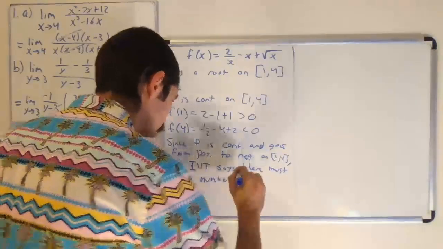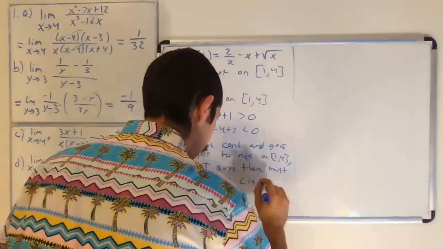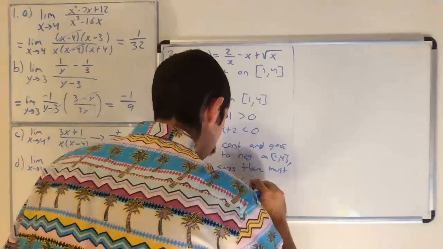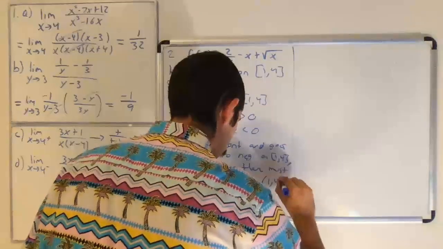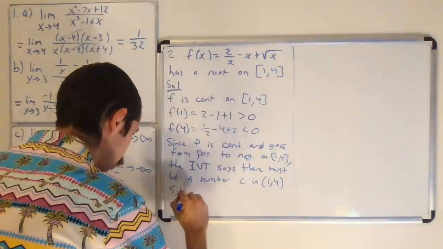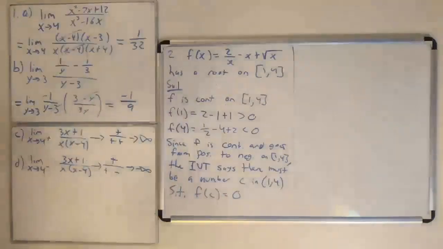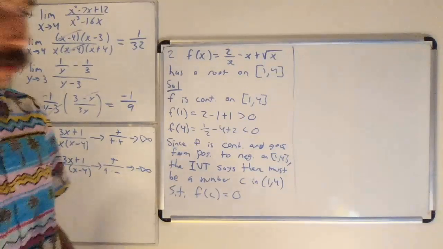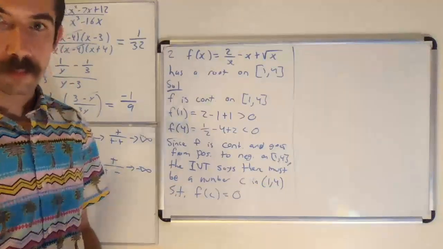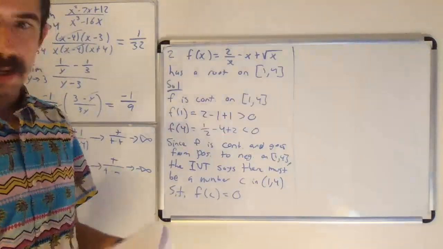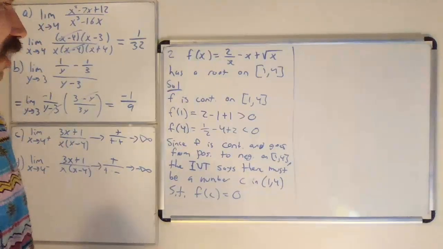So there must be a number c in the open interval 1 to 4 such that f of c equals 0. All right, that wasn't bad, right? Good application of the intermediate value theorem.